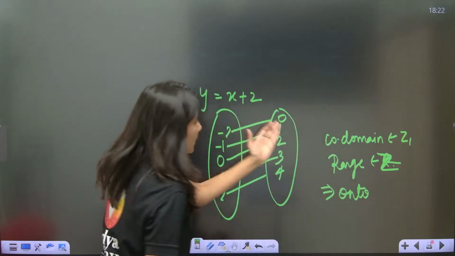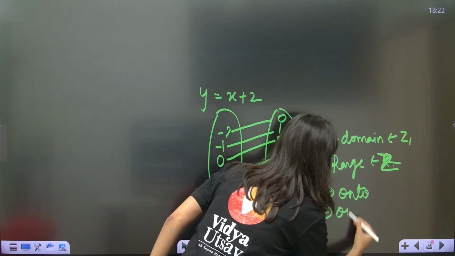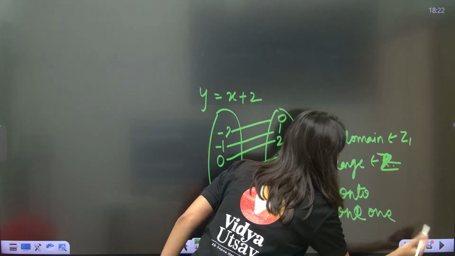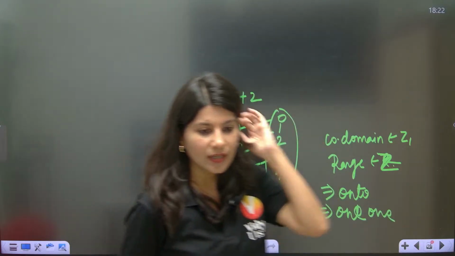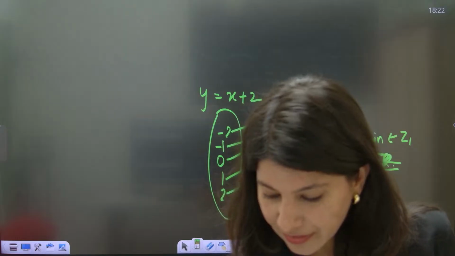And also, can you clearly see the 1 to 1 function is also there? That is why B is absolutely right. Okay. All right. Clear. Perfect.